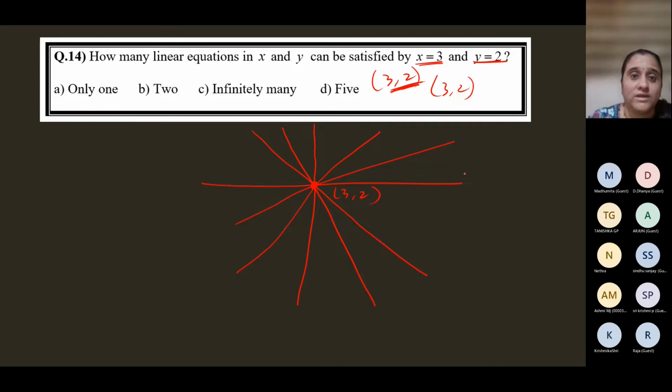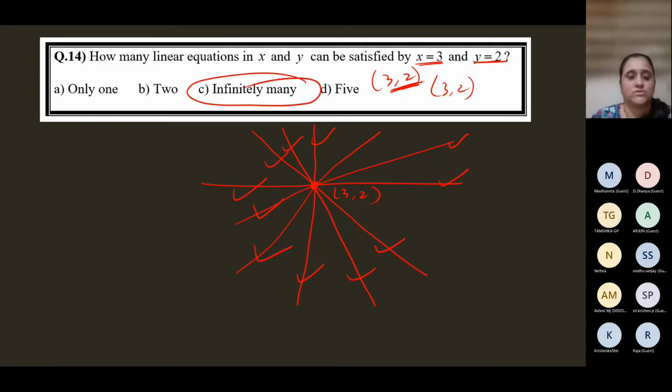We can draw so many lines, infinitely many lines. And every line has an equation. Every straight line has an equation. So how many linear equations? Infinitely many linear equations. Is that okay? Yes, ma'am.